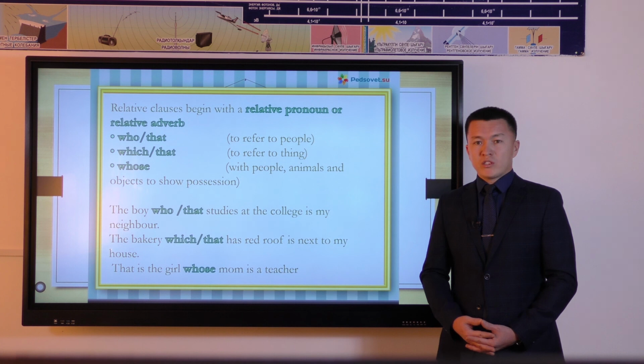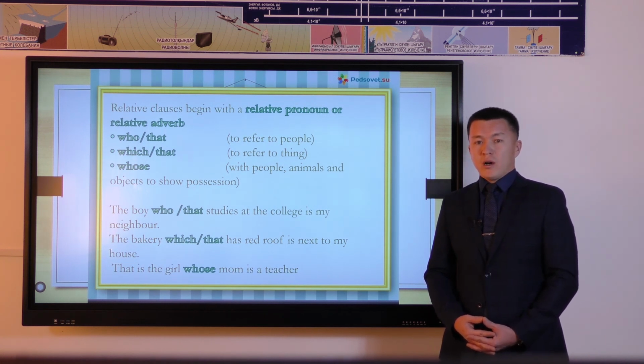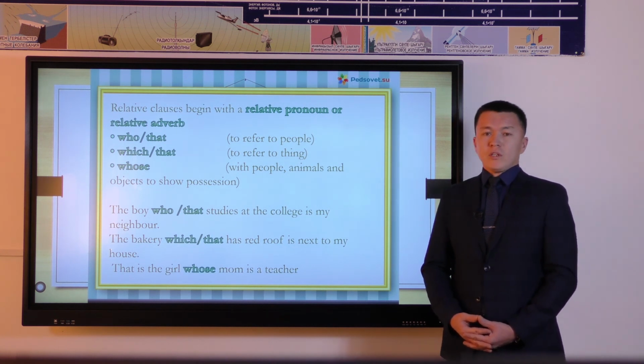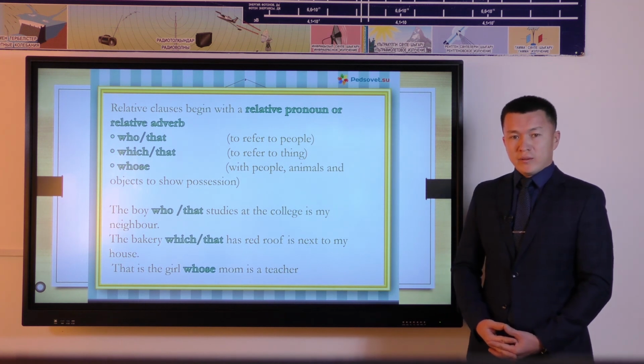Relative clauses begin with relative pronouns or relative adverbs. The first ones are who and that, which refer to people. For example, the boy who studies at the college is my neighbor. Or we can also say, the boy that studies at the college is my neighbor. So you can see that we can use both of them, who and that.